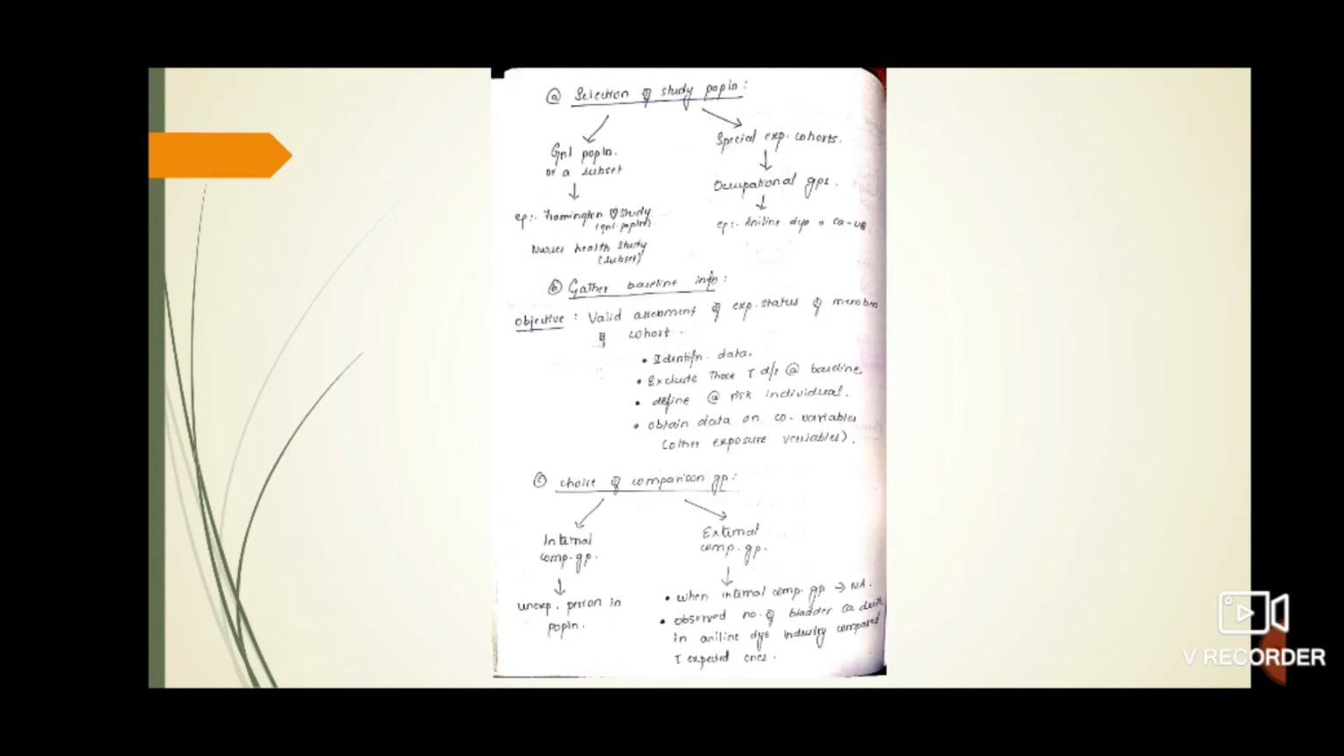For example, we can take an internal comparison group, that is the unexposed people in that same population, or an external comparison group, that is somewhere outside that population but similar to the exposure we are studying. That is used when an internal comparison group is not available, for example, the observed number of bladder cancer deaths in the aniline dye industry compared with the expected ones from some other dye industry workers.